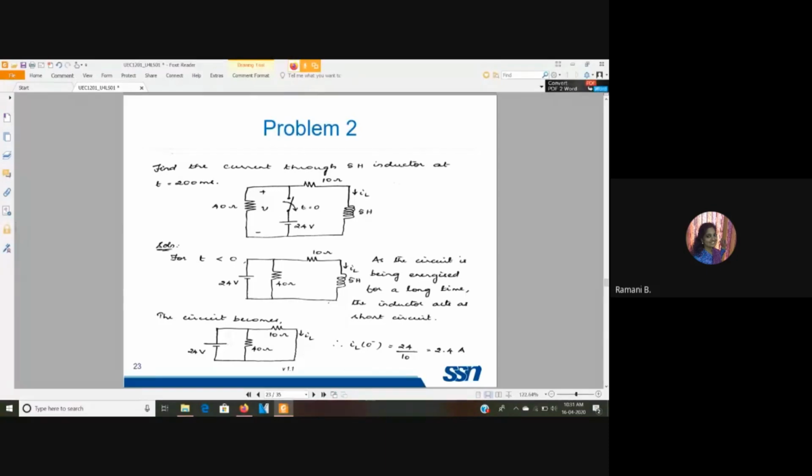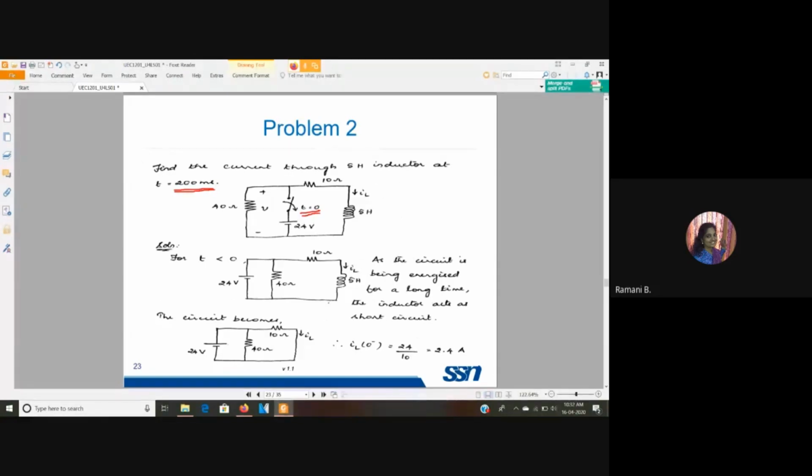Here you are asked to find the current through 5 Henry inductor at t is equal to 200 milliseconds. If you see the circuit, the switch is opened at t is equal to 0. So after opening of the switch, you have to find current through the inductor at t is equal to 200 milliseconds. So we need to do the analysis with respect to the switch positions. So for t less than 0, your circuit is this way. That is, you will be having this 40 ohm, then the 24 volt, then this 10 ohm and 5 Henry. These two are in parallel, so I have just drawn this 40 ohm resistor in this position.